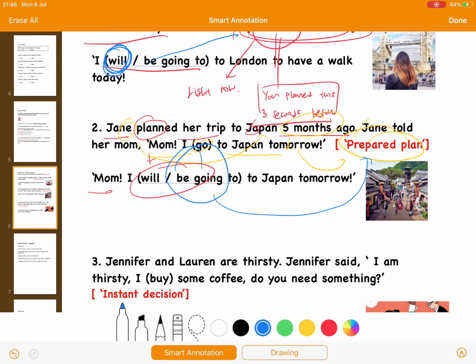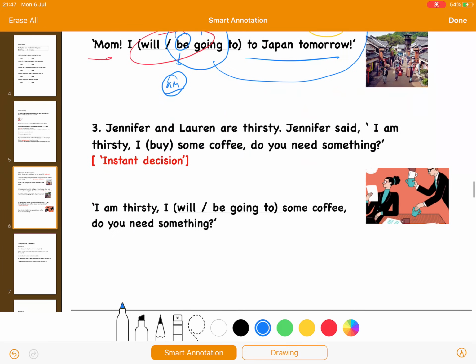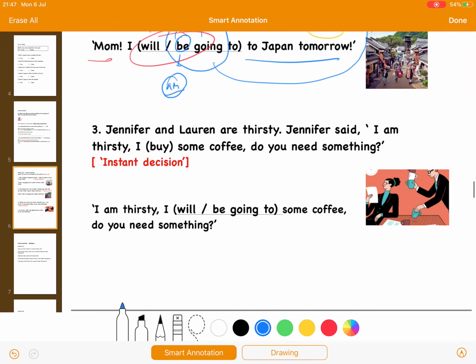Why? Because we commonly use be plus going to when the context is about a prepared plan. So, Mom, I'm going to. The be verb of I is am. So I'm going to go to Japan tomorrow. Very good. Now let's have a look at number 3.